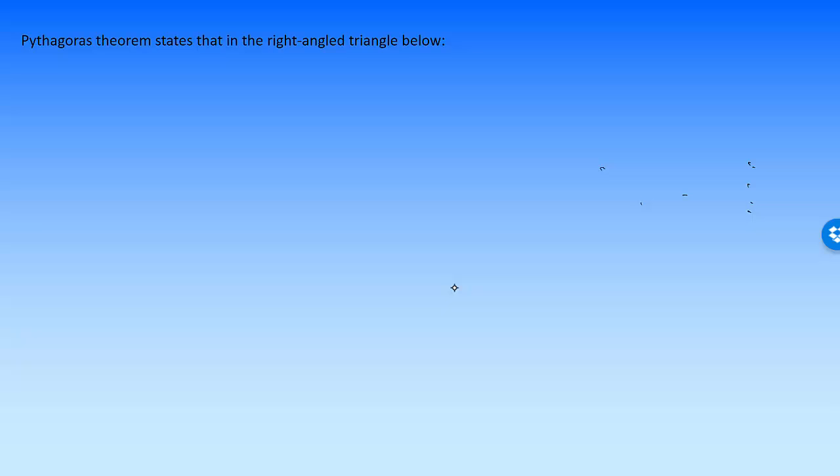Pythagoras' theorem states that in the right-angled triangle shown below, we can see it's right-angled here, c is the longest side, known as the hypotenuse, and a and b are shorter sides, that the length of a squared plus the length of b squared is equal to the length of c squared. As mentioned, the longest side is called the hypotenuse.